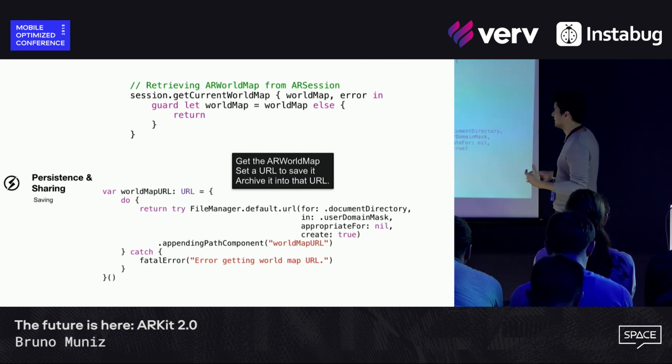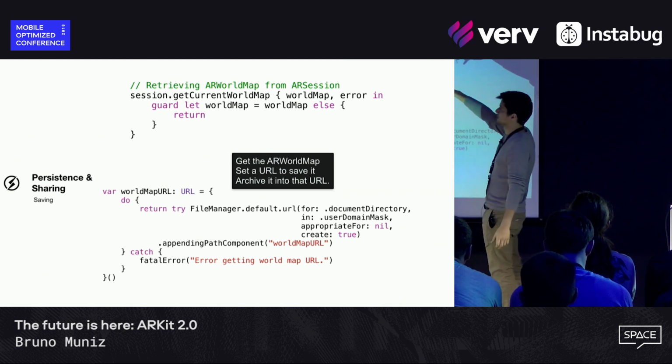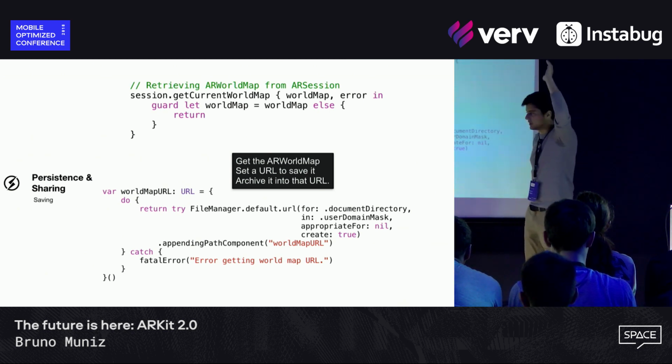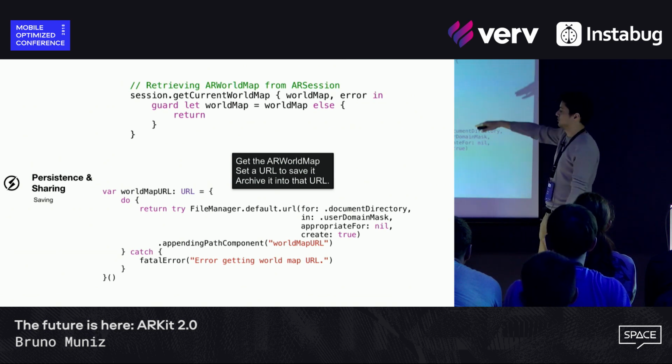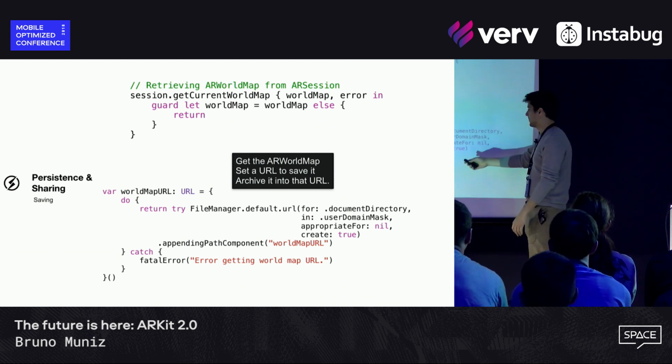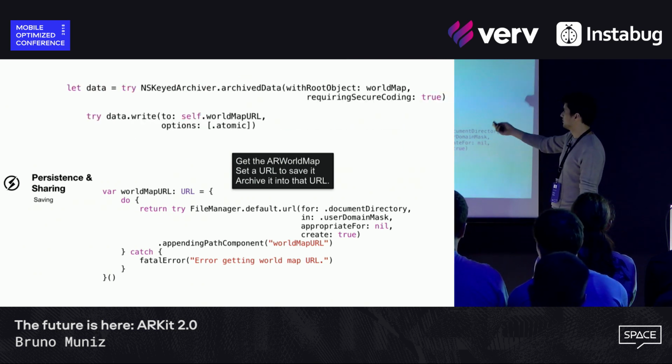To persist your scene, to save and to load are exactly opposite processes. You just have to get the AR world map anywhere on your app. So you just get the session. Your session is a property up there on the app. And then you get current world map. And you set a URL for it. So where are you going to save it? Using File Manager. And then you archive it into the URL that you set.